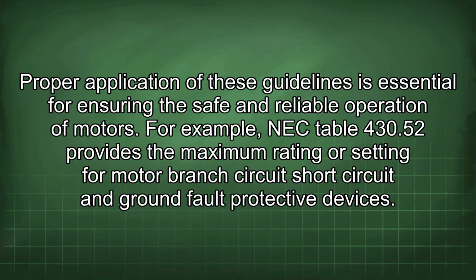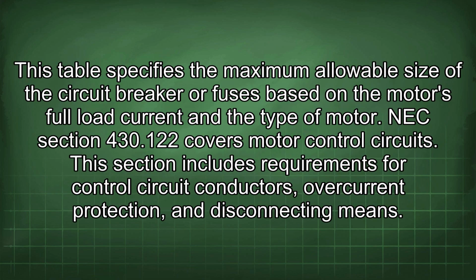For example, NEC Table 430.52 provides the maximum rating or setting for motor branch circuit, short circuit, and ground fault protective devices. This table specifies the maximum allowable size of the circuit breaker or fuses based on the motor's full load current and the type of motor.